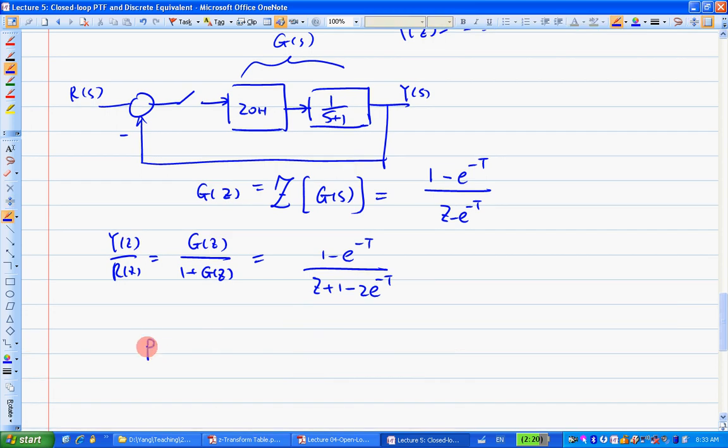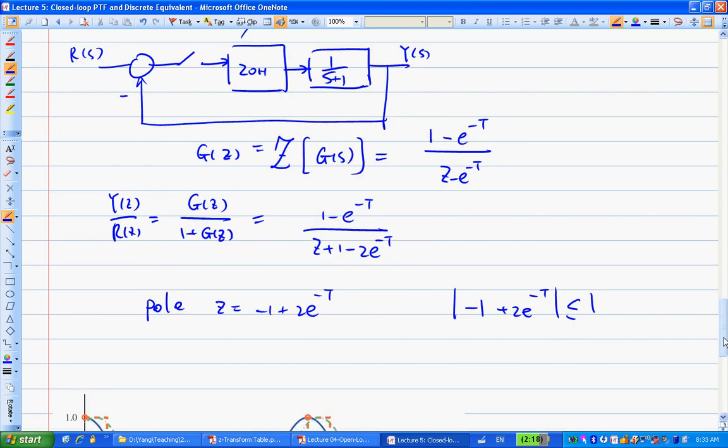So you look at this system here, what's the pole of this system? The pole is the solution, or the roots of the denominator. So the pole here is negative 1 plus 2 to the power of e to the T, and T is the sampling time. So you can very easily verify that this value is less than or equal to 1, so then essentially you have a stable system. It's within the unit circle.